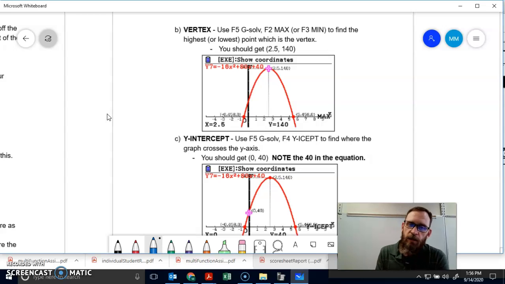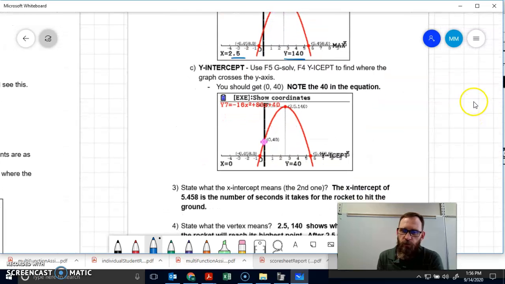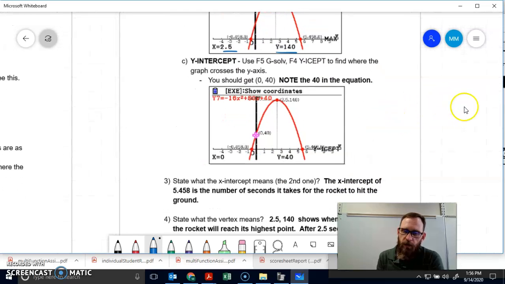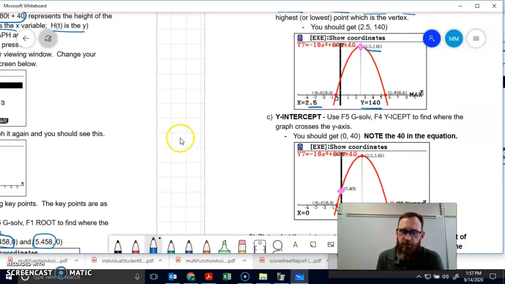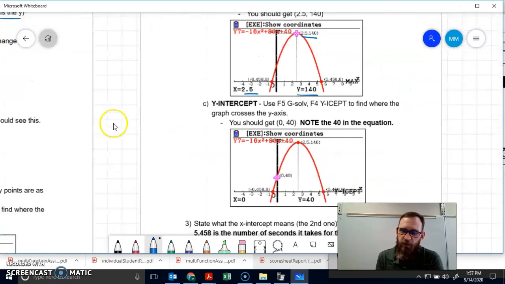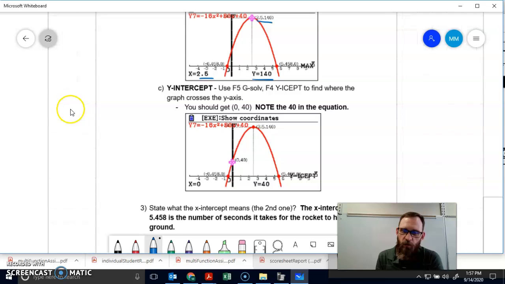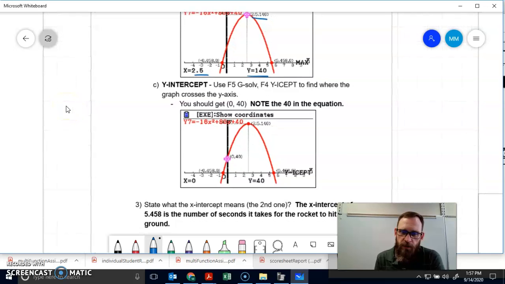Now, second key point, I'm going to look at the vertex. And we did this yesterday, G-solve max or min. In this case, it's a max. And when you hit G-solve max, it's going to give you this key point, 2.5, 140. Okay, it's another crucial point. I also want the y-intercept. Y-intercept should be easy from this format because it's kind of in the equation. But our calculator will find it.